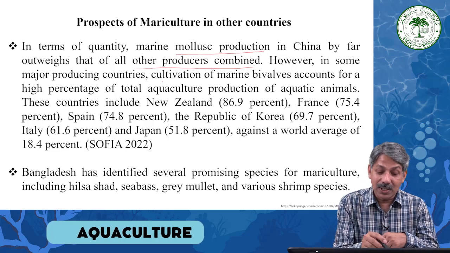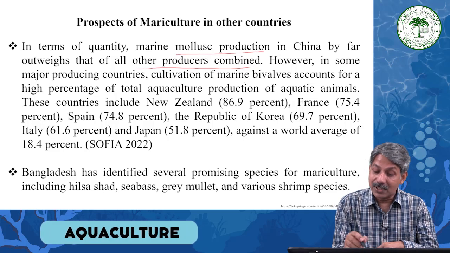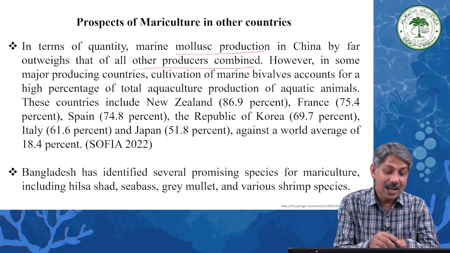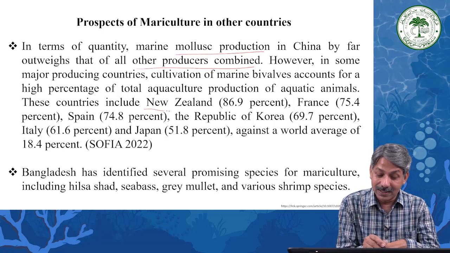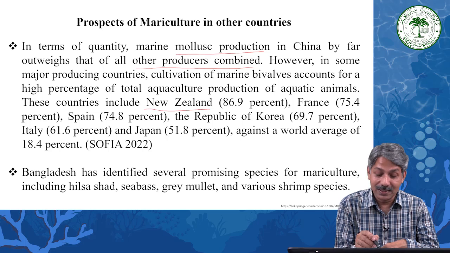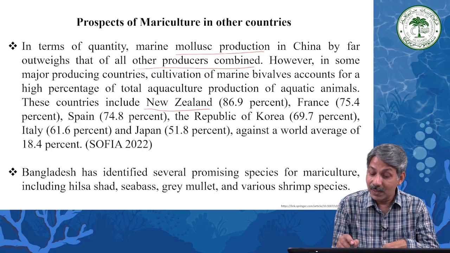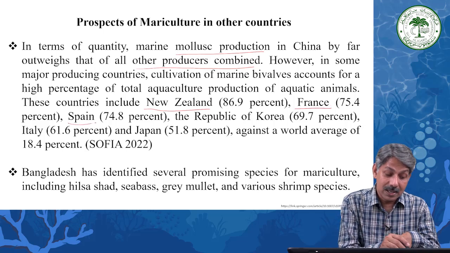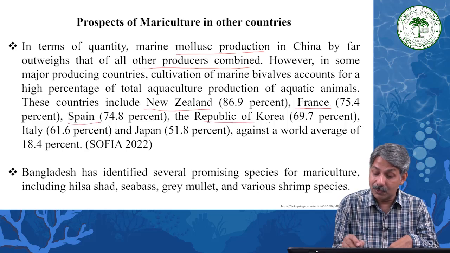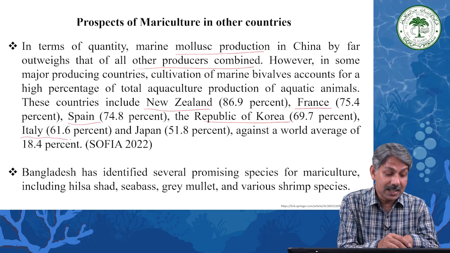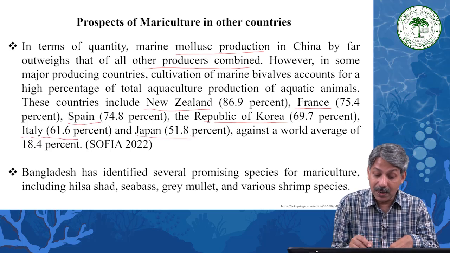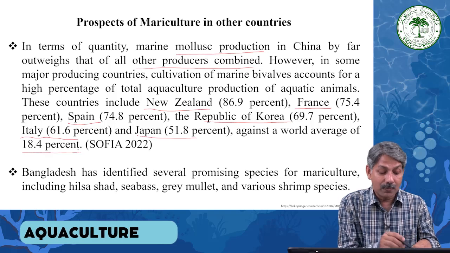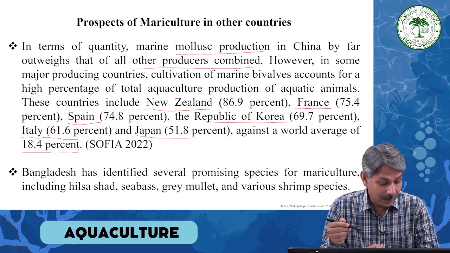However, in some major producing countries, cultivation of marine bivalves accounts for a high percentage of total aquaculture production of aquatic animals, and that you will see. I told you that it's not only Asia where these things are being done. New Zealand, 86.9%, France, 75.4% of their aquaculture, Spain, 74%, Republic of Korea, 69.7%, Italy, 61.6%, Japan, 51.8%, and a world average of 18.4%. That has been taken again from SOFIA.